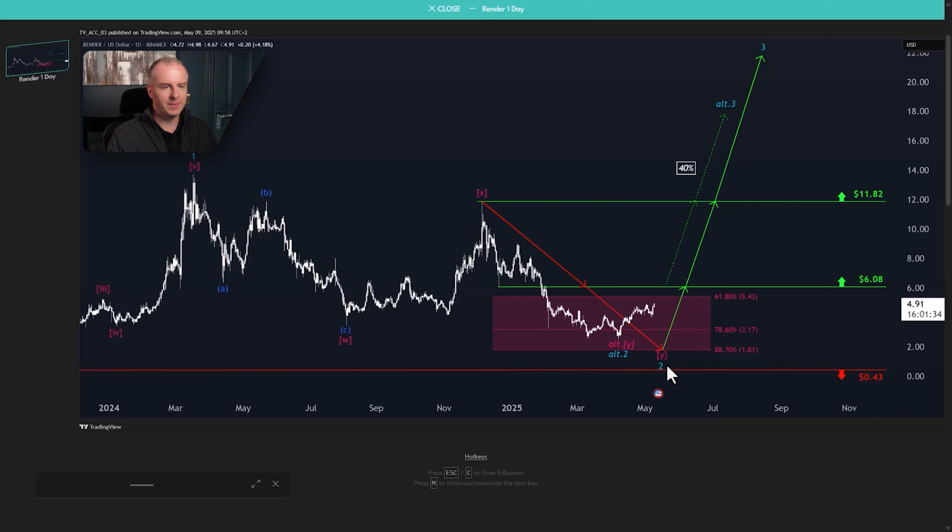What must not happen in this scenario is a break below 43 cents. That would indeed be the invalidation point. And ideally, we even hold above the $1.81 level, which is that 88.7 retracement. Normally, we don't want a wave 2 to break below that level. So it's looking good for Render. We start to see some upside momentum. That's exactly what we want to see in these areas of support. So let's see if the bulls can generate enough momentum to drive the price higher.